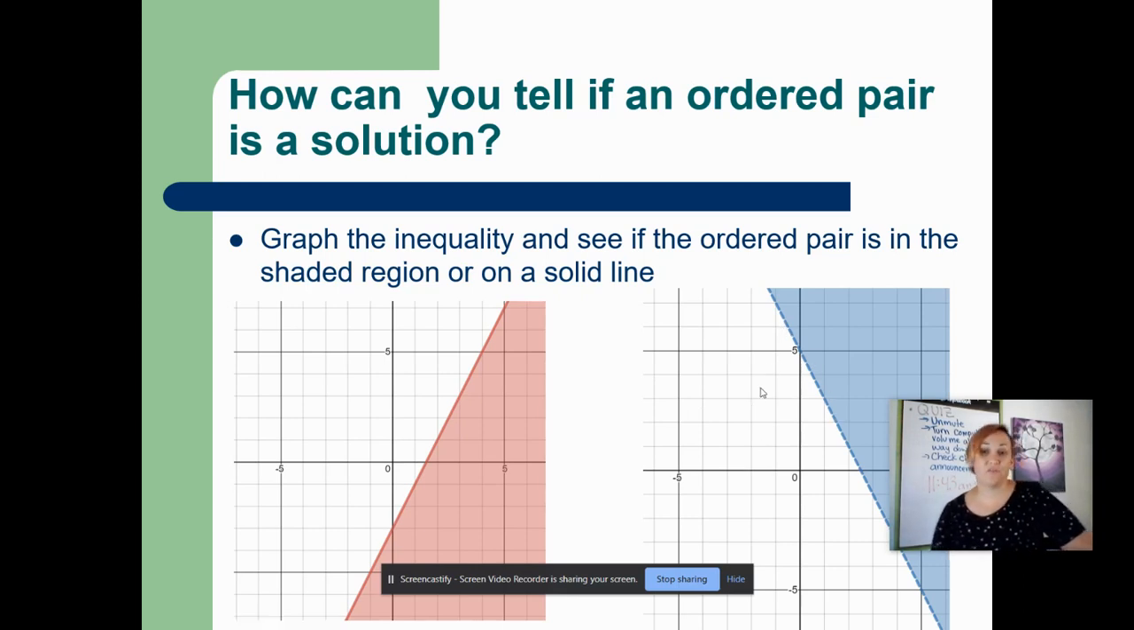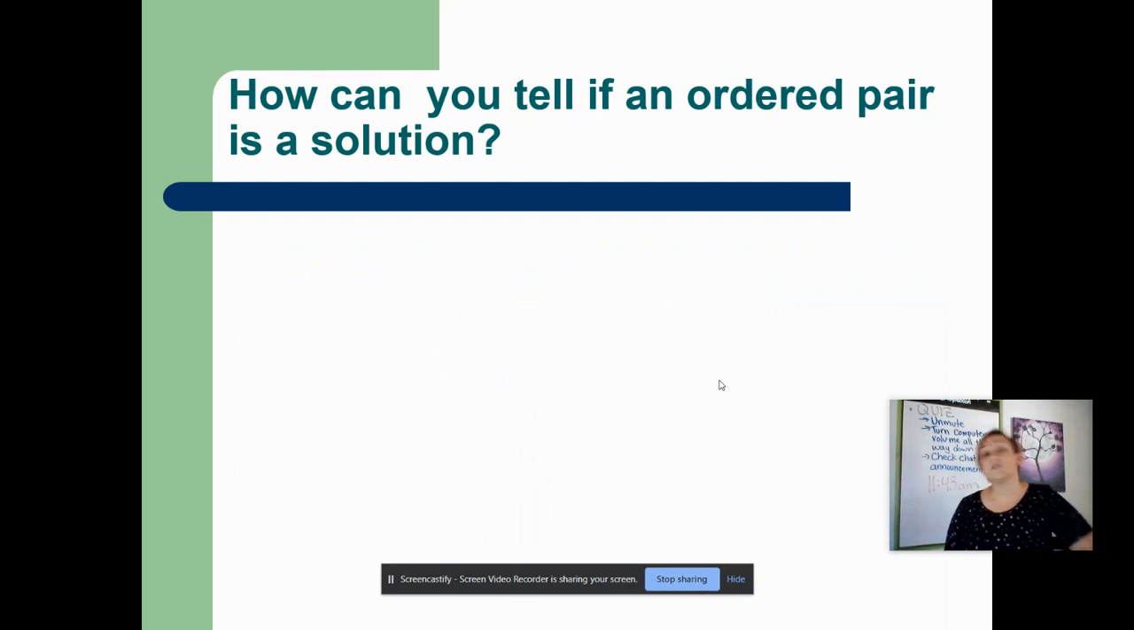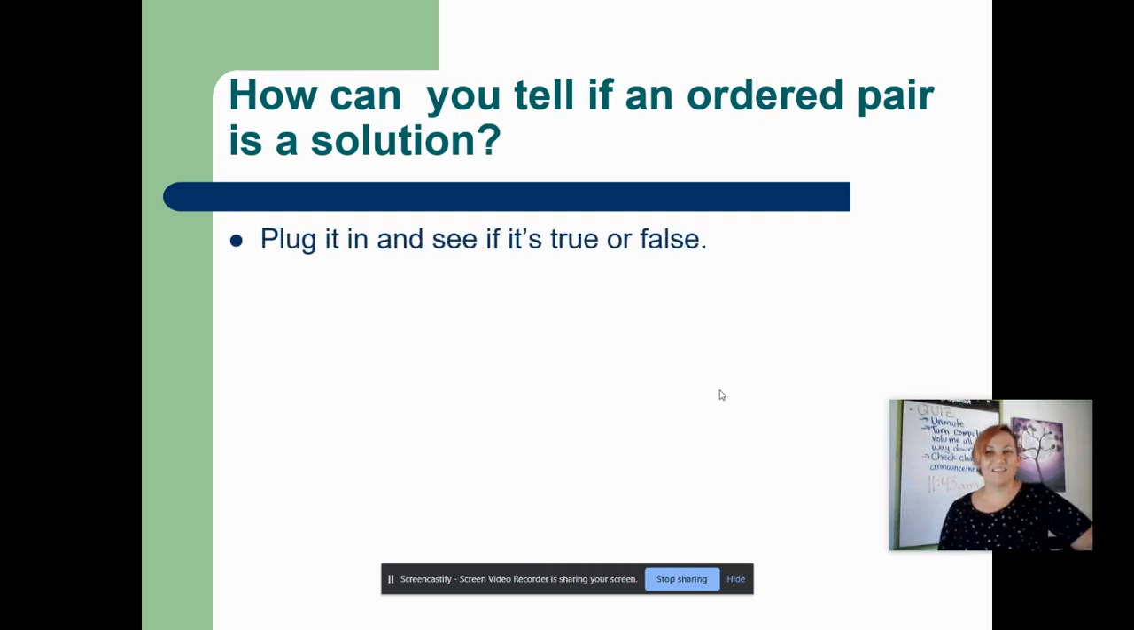Now this works great if we've given you a graph, but if you don't have a graph to start with, maybe you don't want to draw a graph. And so another way that you can tell if an ordered pair is a solution is by taking the ordered pair and plugging it in. So if we give you an equation, you can plug the ordered pair into the equation and see if it's true or false. If it's true, it is a solution, and if it's false, it's not.